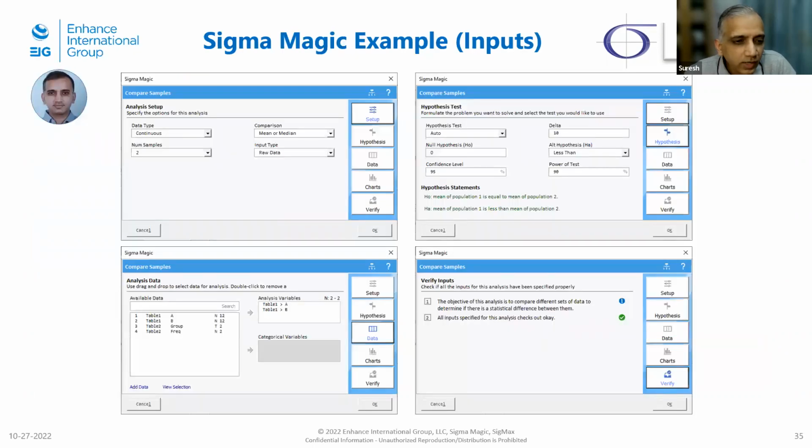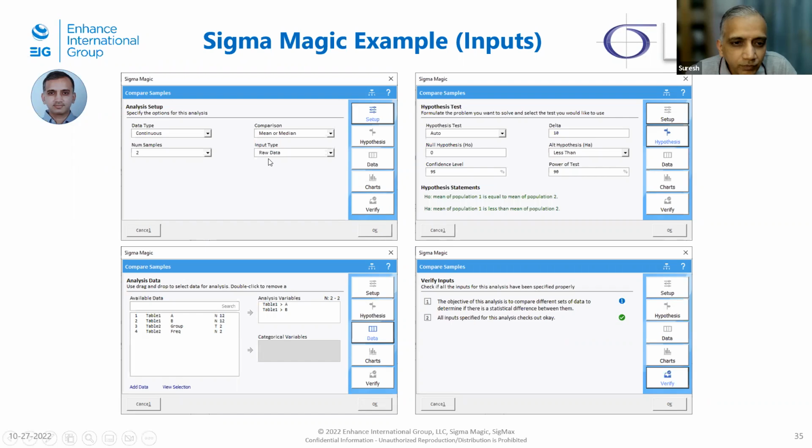So now let's look at how we would use the Sigma Magic software to perform this analysis. Here are some input screenshots that you would encounter if you were using Sigma Magic. There are four screens here. In the first screen, we select that our data type is continuous and we want to compare 2 samples. Those are the 2 inputs you would specify on the first screen.